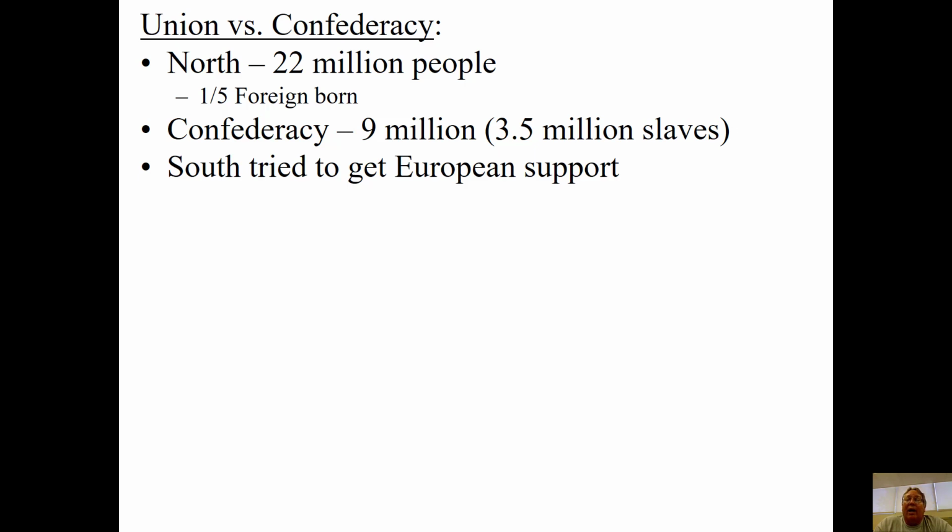Countries like Britain buy a lot of Southern cotton. All Southerners have to do is threaten to not sell that cotton anymore, and the British government will go ahead and give them whatever they want. Now, there is a kernel of truth there, right?